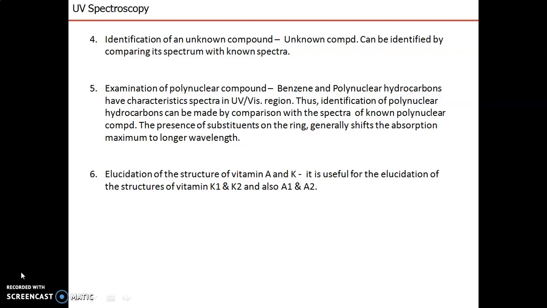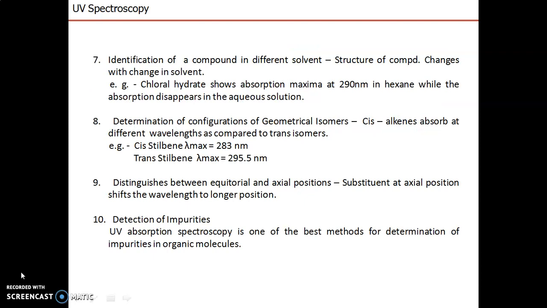Then elucidation of structure of vitamin A and K. This UV-visible spectroscopy is very helpful for elucidation of the structure of vitamin K. Here we can distinguish vitamin K1 and K2, and also A1 and A2, by UV.